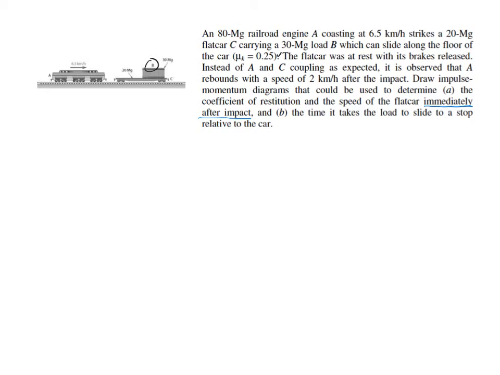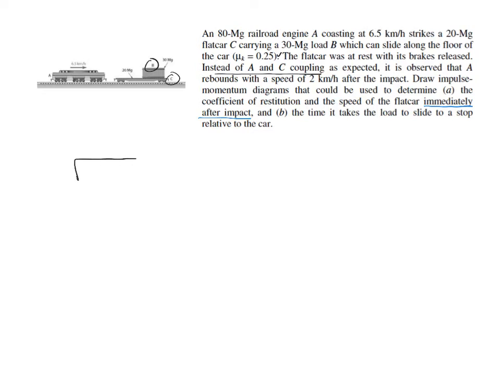We've got two things that hit each other, but then they bounce apart. So it says right there, instead of coupling, which would mean they join and then have the same velocity, here they bounce apart. So they do not have the same velocity on the other side of the impact. So we're going to want to talk about the coefficient of restitution and the speed of cart C down there.